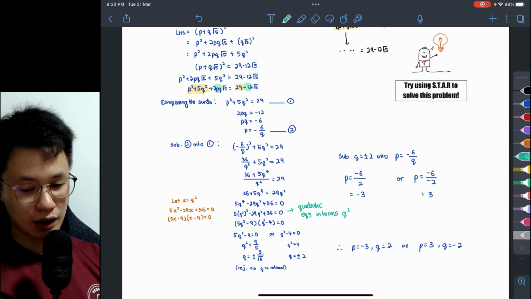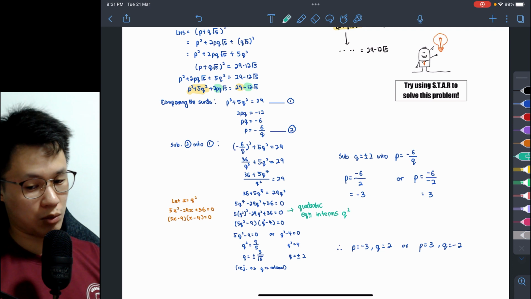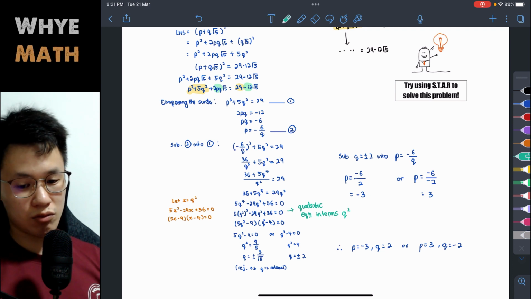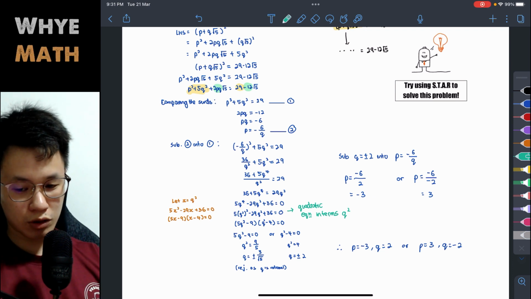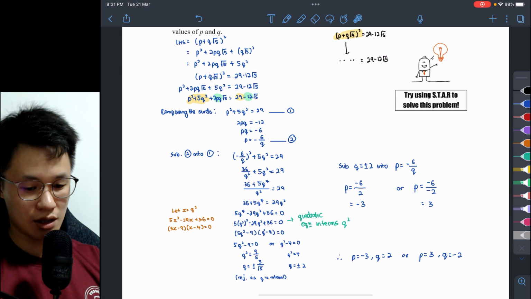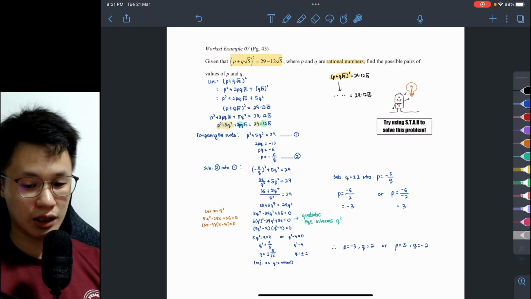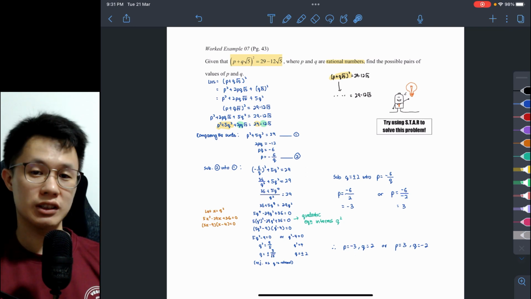So you need to read back. Now, we have done the STA part. We have translated and we have answered. The last part is to review. How do you review these questions? All you need to do very simply is to plug these values into here to see if they're equal to 29 and see whether this is equal to negative 12. And that's about it for solving such complicated problems for equality of surds.